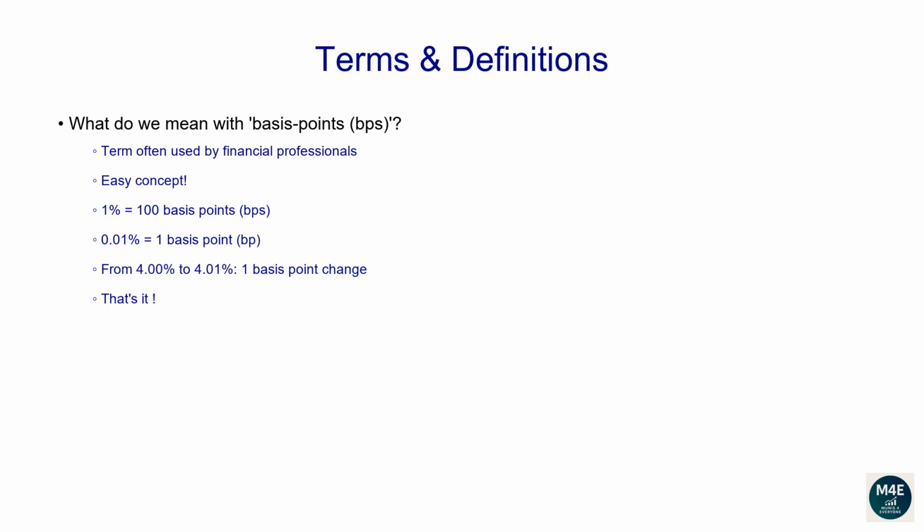For example, if the yield of a Muni bond changes from 4.00% to 4.01%, it's simply easier to say the yield increased by 1 basis point, instead of saying the yield increased by 0.01%. That's it.